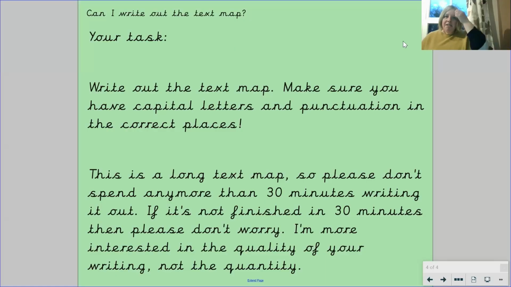So what you need to do now is write out the text map. Make sure you have capital letters and punctuation in the correct places. This is a long text map, so please don't spend any more than 30 minutes writing it out. If it's not finished in 30 minutes, then please don't worry. I'm more interested in the quality of your writing, not the quantity. So I'm looking that you've got your capital letters and your punctuation in the correct places and that you have got your neatest handwriting. I look forward to seeing your work on Tapestry.